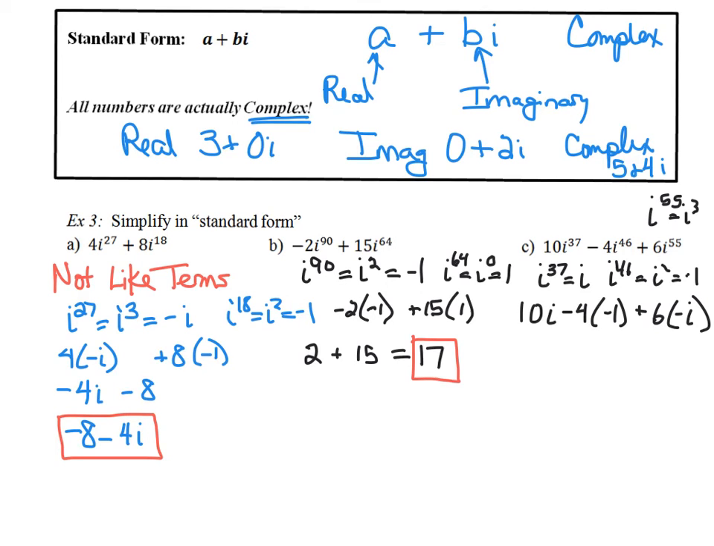So this answer is 10i plus 4 minus 6i. I'm going to start with my real part, 4, and then I can add together those imaginary pieces: 10i minus 6i is plus 4i. So this again is a complex answer with a real part and an imaginary part.